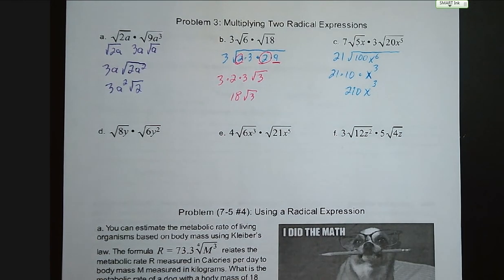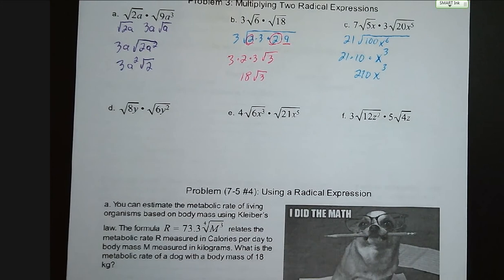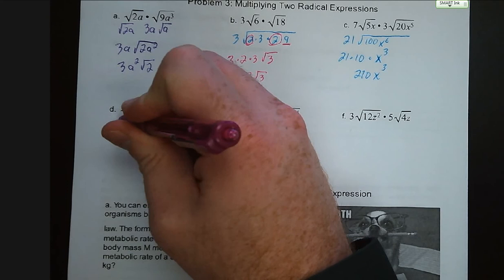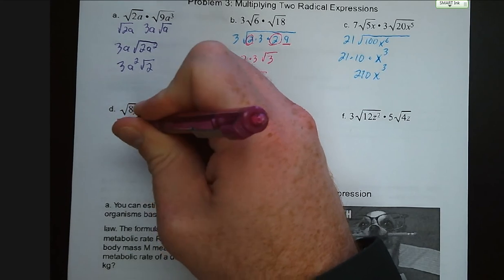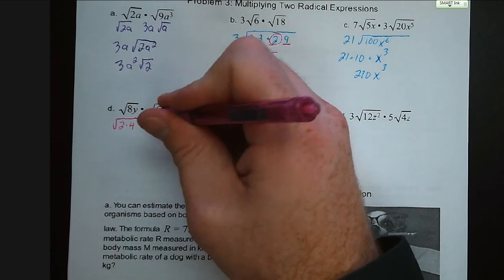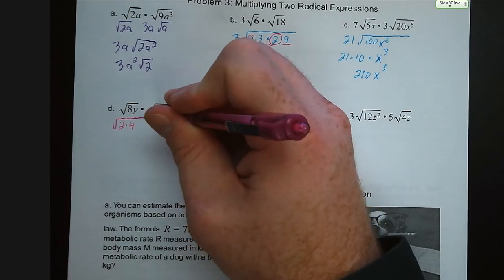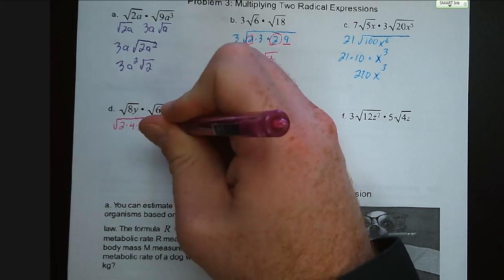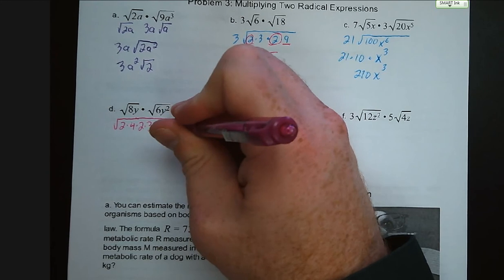Getting kind of repetitive, so try D, E, and F, and then I'm going to go over it. So we've got the square root of 8y times 6y squared. A good way to do this one is the prime factors. So I've got the square root of 2 times 4, so not quite prime factors, and then I'm going to do my other coefficient. So we have 2 times 3 times y squared.